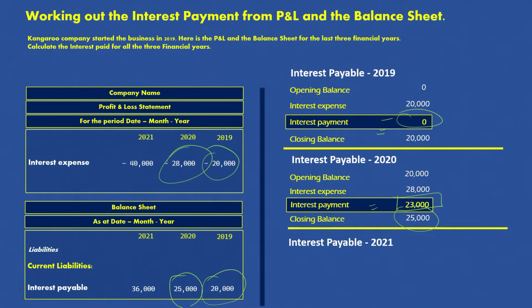And let us do that one more time for 2021. And I hope that you are clear with the calculation. And if that is the case, please pause this video and do 2021 yourself and then come back. So let us continue. So the opening balance for 2021 is definitely going to be 25,000. That is coming from the previous year. The interest expense for this period is $40,000, so we will add that. And this should mean my closing balance would become 65. If I didn't pay anything, my closing balance would become 65.